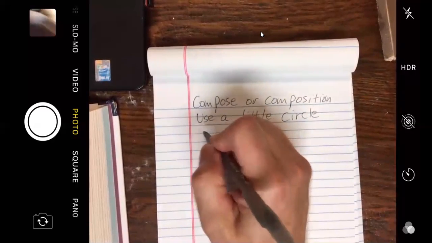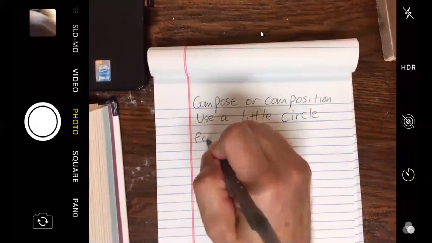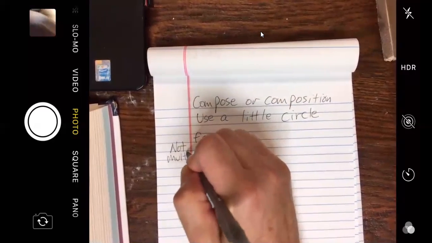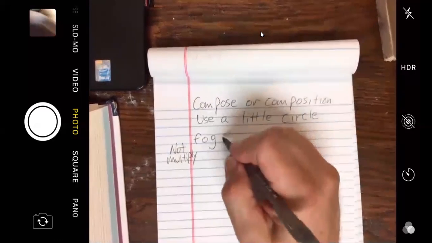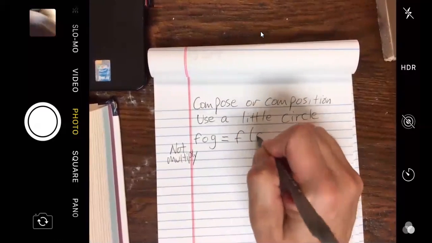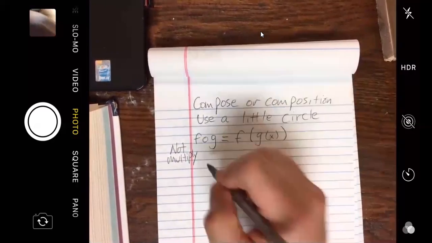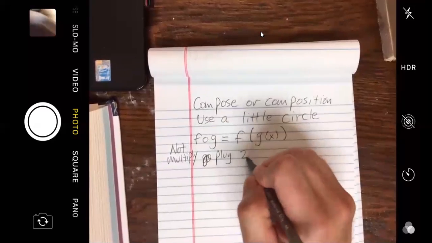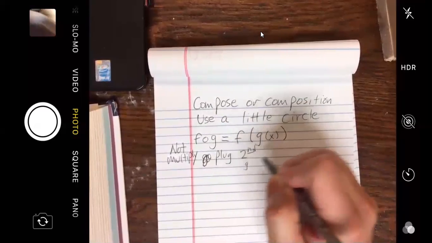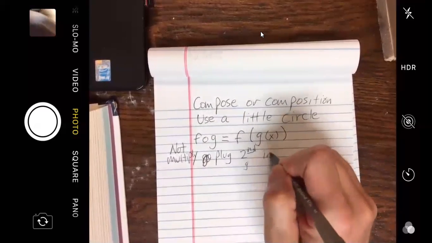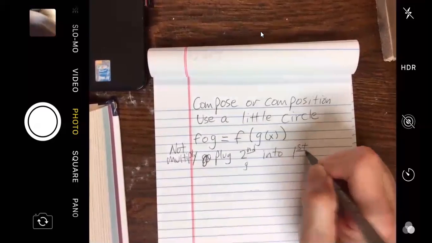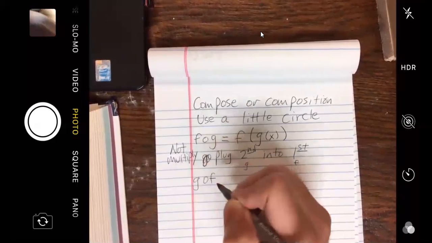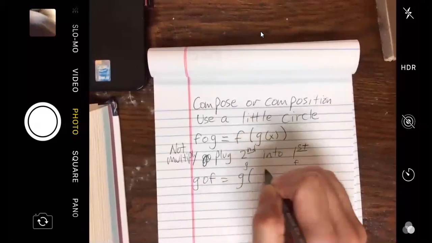So pretty much see 4 things here. These, call them f's and g's. If they write this, it is not multiply. They mean f of g of x. Plug the second, which is g, into the first, whatever they call them, which is f. So if they switch it, they mean g of f of x.